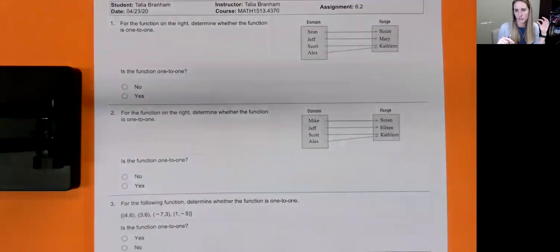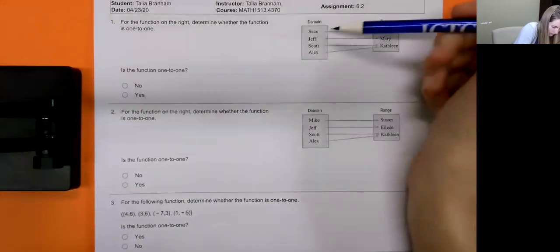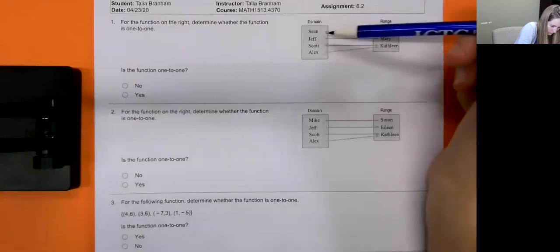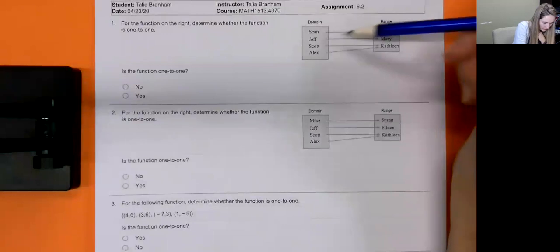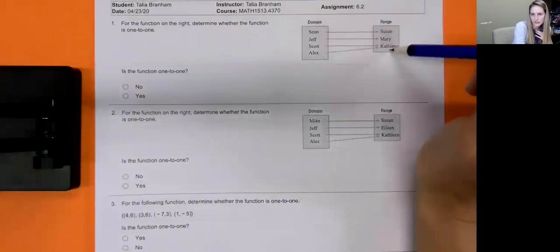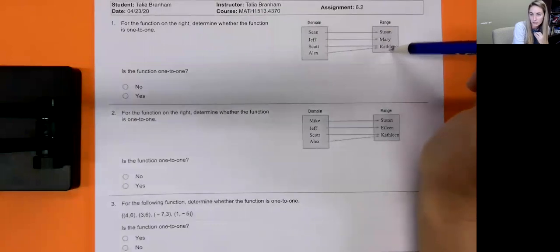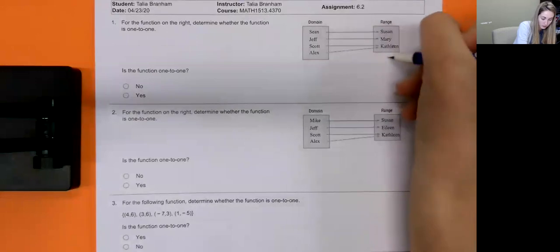So for every x value, there's one y value. For every y value, there's one x value. So nothing can be repeating on one-to-one functions. So this first one, we have Sean, Jeff, Scott, and Alex, and then our ranges Susan, Mary, and Kathleen. Scott and Alex both go to Kathleen. So since Kathleen has two domain values, this would not be one-to-one. We'd need another person here.